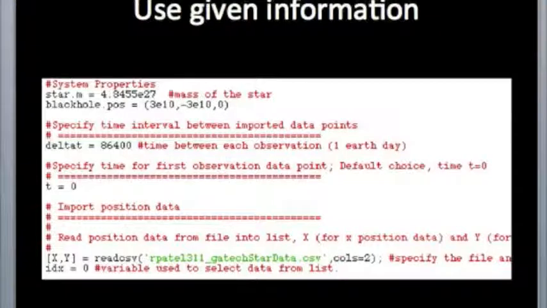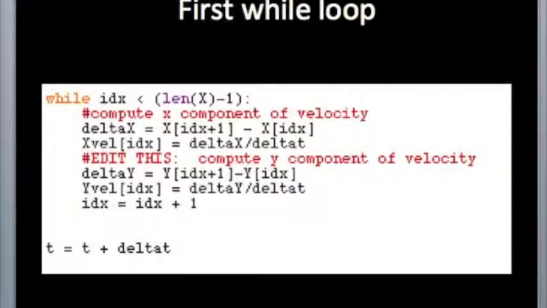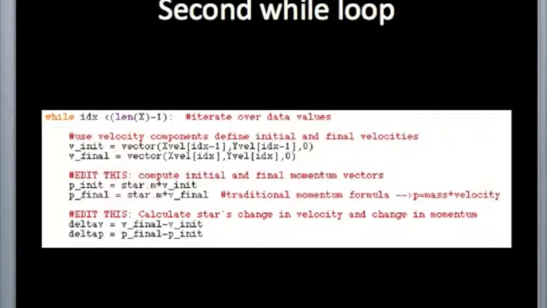Now let's take a look at the code. Here we have the star's mass, black hole position, and the time step, which was all information provided to us to create a computational model. The data from the CSV file is imported here. Now, in the first while loop, the velocity of the star is computed during its trajectory around the black hole. This is useful for the second while loop. With information for v initial and v final, the momentum can be found because momentum is equal to mass times velocity, hence delta v and delta p can be found.